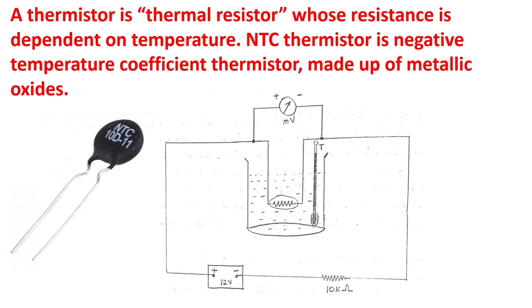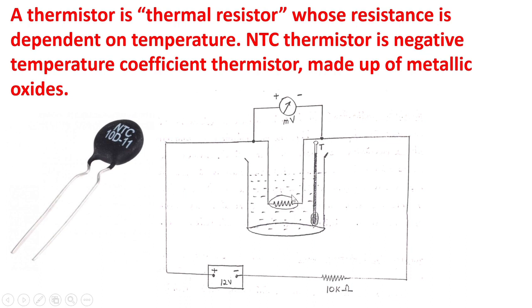So when the temperature of the water bath, which is controlled by an immersion heater, which is not shown in the figure, increases, that temperature will be sensed by the thermistor, and accordingly the potential drop across the thermistor will be checked by the millivolt meter attached here.